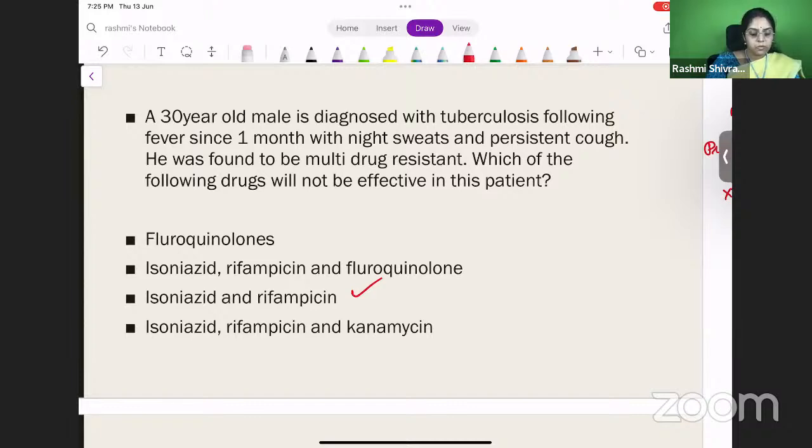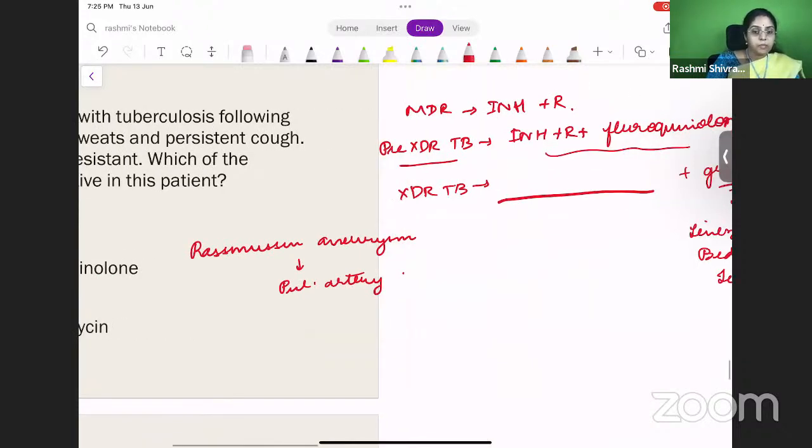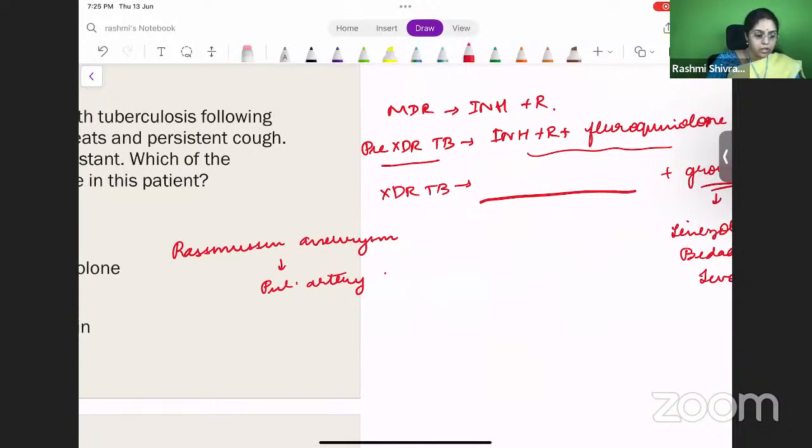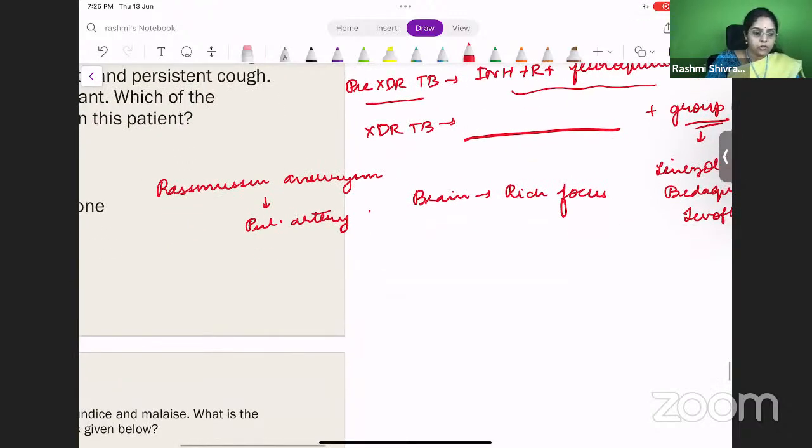One more thing that you must remember with regard to tuberculosis, as an MCQ: Rasmussen's aneurysm, which artery is involved? It is the pulmonary artery. And the other named foci of infection that you must remember: brain will be Rich focus. Just a fast revision on these. You must already be knowing all these things. Just a fast revision. Brain, Rich focus.